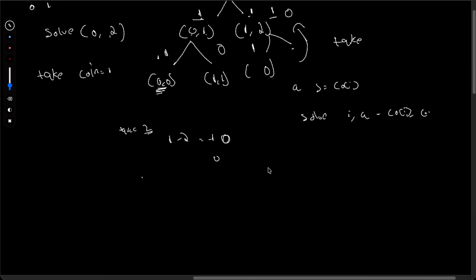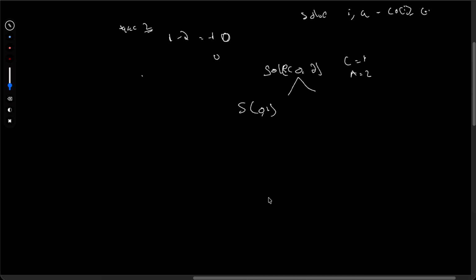So see, take solve of 0 comma 2. Coin is 1, amount is 2, we can take, so the new call is solve of 0 comma 1. Then coin 1, amount is 1, so we take, and the new call becomes solve of 0 comma 0, which was the base case, it was 1.